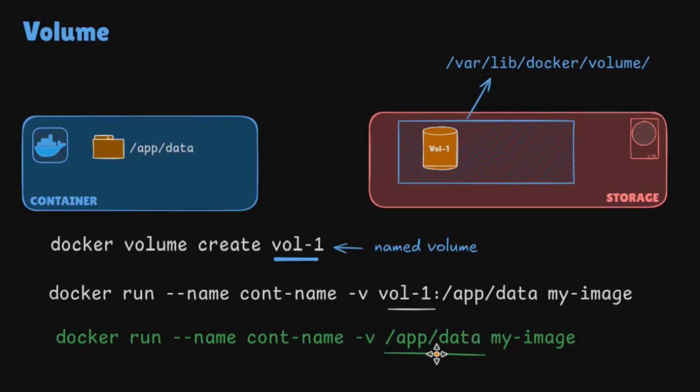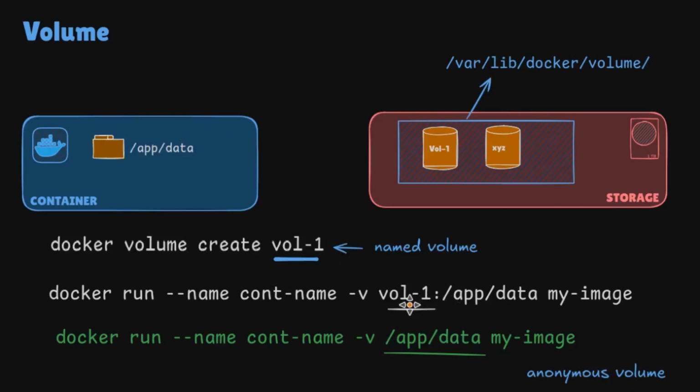In that case, Docker creates a volume here within this directory. It will create a volume where this particular folder will be mounted, but it will put some random name over here. Say the name is XYZ. This kind of volume we call an anonymous volume. An anonymous volume does not have a specific name. So this is all about volume.